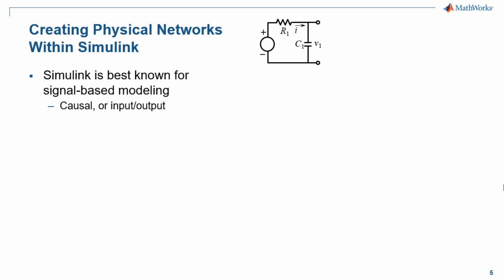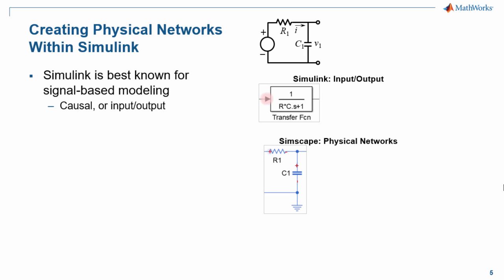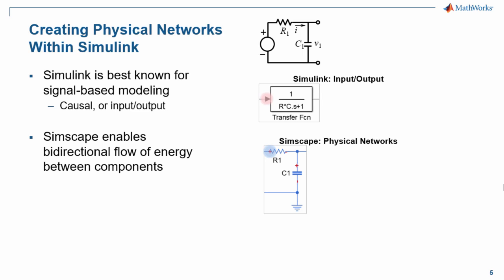An RC circuit implemented using an input-output approach is a transfer function. A transfer function will accept a numerical input, apply a mathematical operation to it, and calculate an output. This is different than models based on a physical network. With Simscape, you connect components using physical ports. These physical ports enable a bidirectional flow of energy between the components. What this means is that Simscape can determine the system-level equations for you.